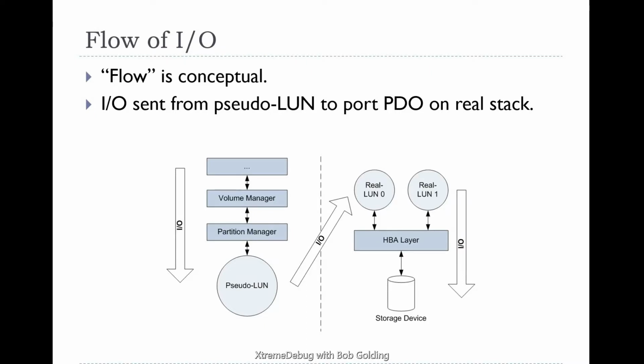This is the basic flow of I/O sent from a Pseudo-LUN to a port PDO in a real stack. Underneath the Pseudo-LUN live all the paths, and the Pseudo-LUN, which is controlled by MPIO, works in concert with the DSM to determine where the I/O is sent, that is, which path the I/O is sent over. As you can see in this diagram, the I/O is sent down from the user application through the volume manager and partition manager to the Pseudo-LUN, and then the I/O will be sent to the real LUN based on the path configuration.